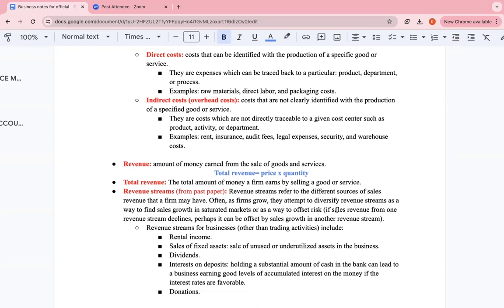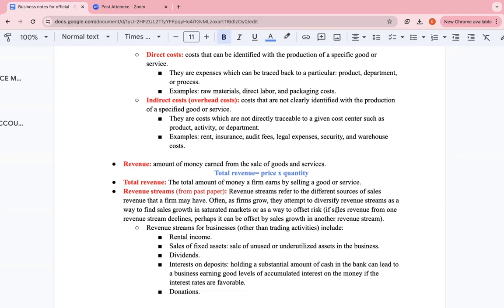So you have rent, insurance, audit fees, legal expenses, security, and warehouse costs. For example, you're still going to be paying the same rent despite how much you produce. Then you have revenues.